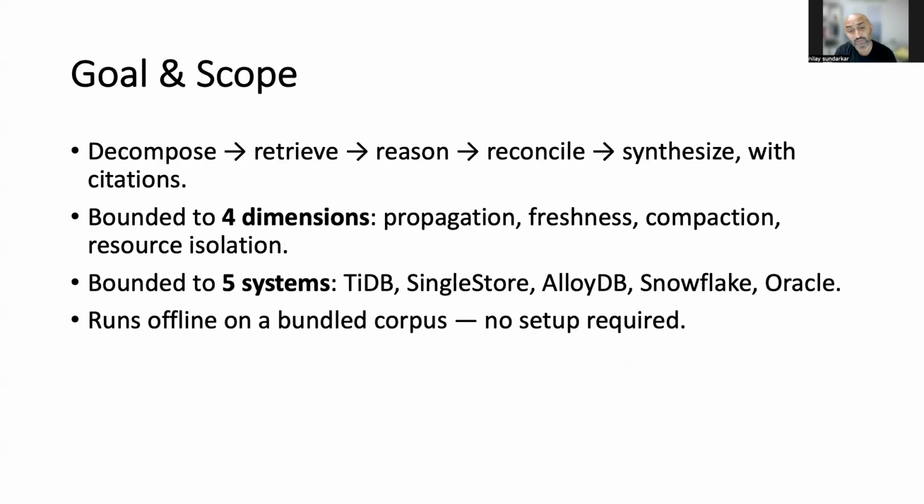So here is the goal. The assistant takes a question, breaks it down, gathers evidence, weighs the options, and writes an answer backed by citations. To keep it focused, it concentrates on four key topics: how data propagates, how fresh the analytics are, how storage is compacted, and how the two workloads stay isolated. And it compares five well known systems. Importantly, it runs right out of the box, no setup and no API key required, which made it easy to test and demo.